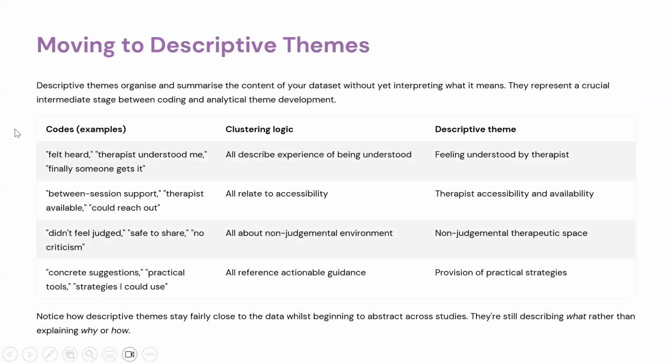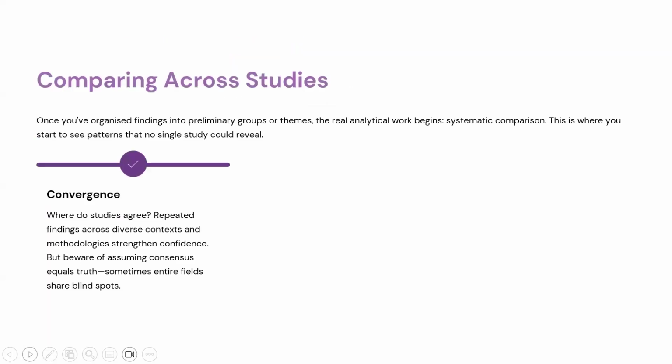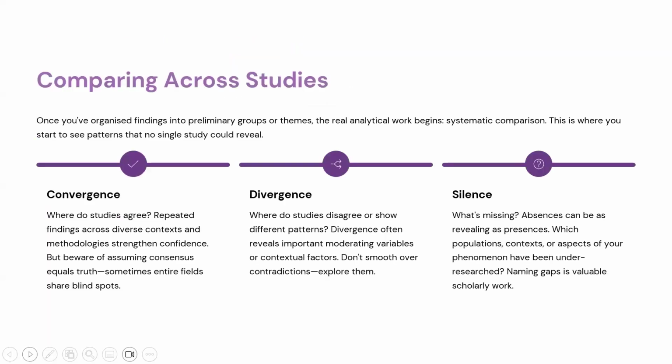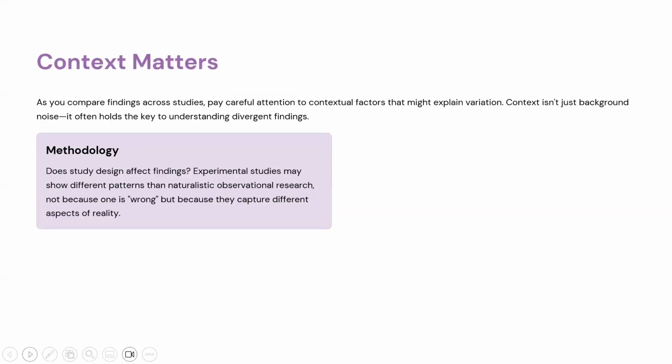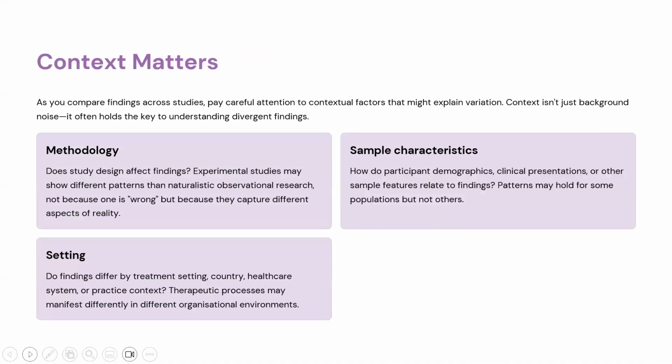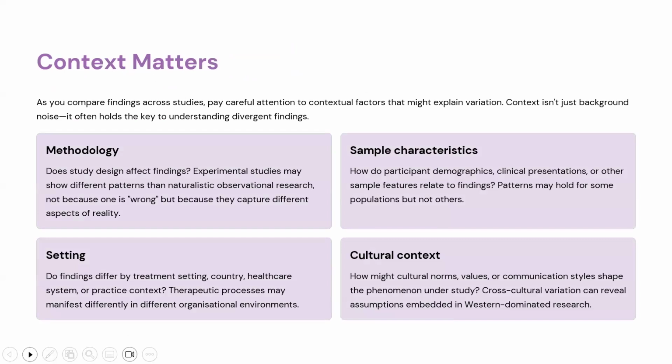We see here, so this is exactly what you guys will be doing. You will be creating codes, clustering, and then finally coming up with a descriptive theme that ideally captures the heart of all of the codes that you have developed from these findings that you're going to be seeing. And of course, you can do this by looking at the convergence, the divergence, and what is missing. And then finally, deciding to contextualize it by methodology, by the sample characteristics, by the setting, or by the cultural context.